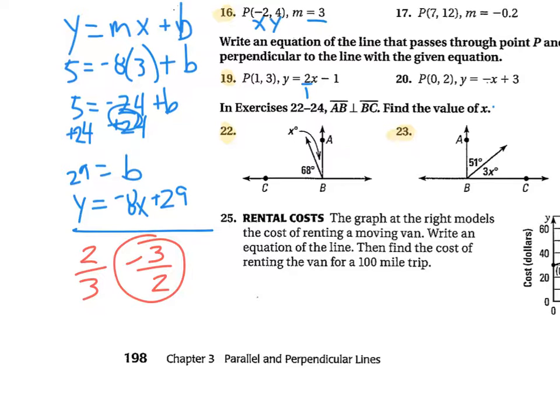Number 22 and 23, these lines are perpendicular, which means these are 90-degree angles. Okay, so how many degrees is x? This much is 68. So what would you do with 90 and 68 to figure out what is left for this little angle x? On this one, again, they're 90-degree angles. So these two angles together equal 90. So you need to set them up so that you add them together and they equal 90 degrees. And then solve for x.